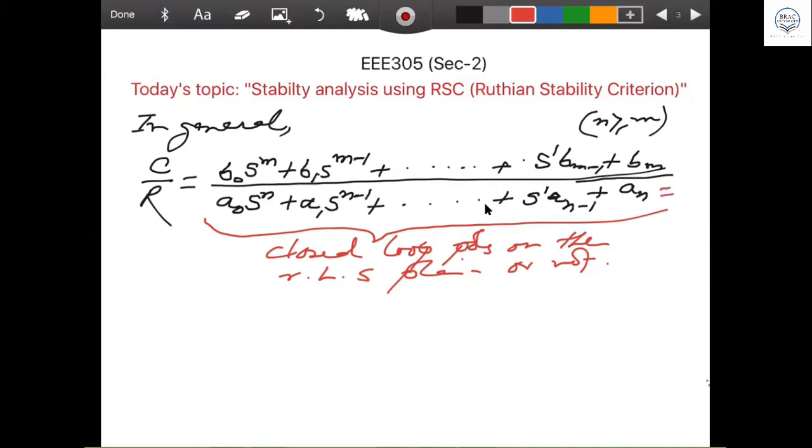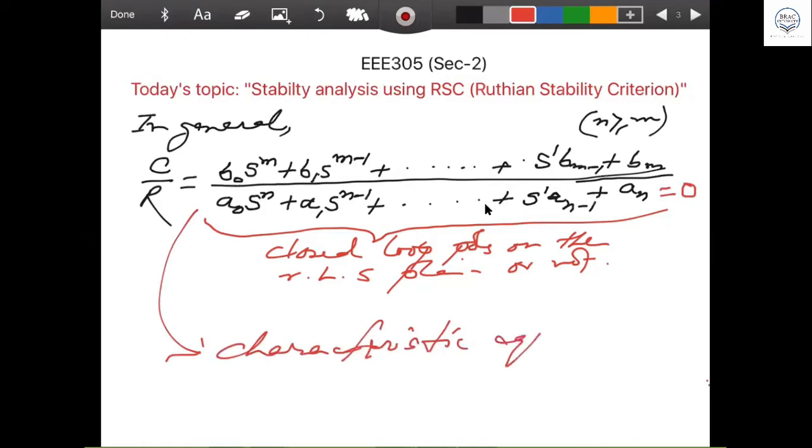If you write the bottom part equal to 0, I told you already, that is called the characteristic equation. This gives you the character of the system, like system stability and performance. So the equation is that equal to 0, which is nothing but 1 plus GH equal to 0 as well, because the lower part is coming from 1 plus GH. In general, the equation can also be written like that.